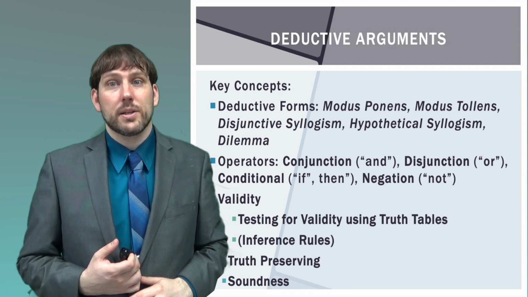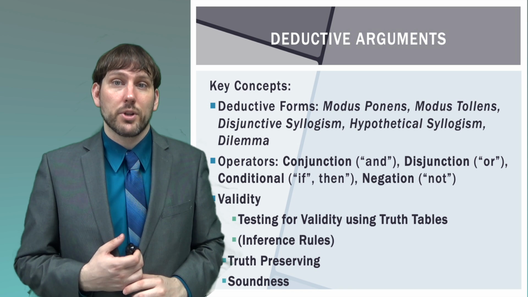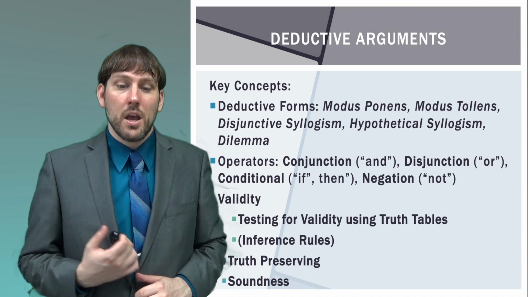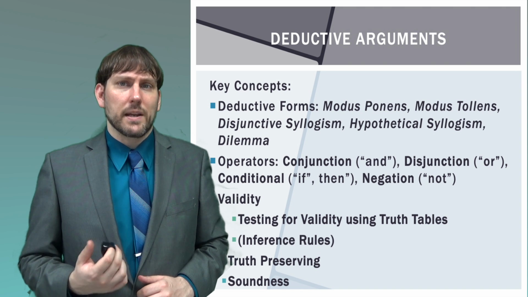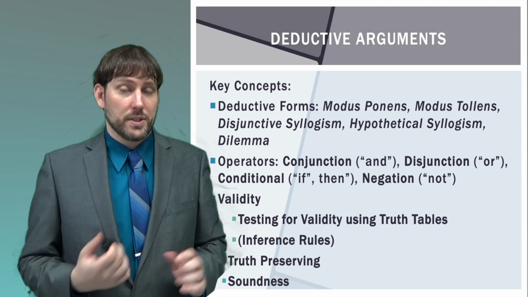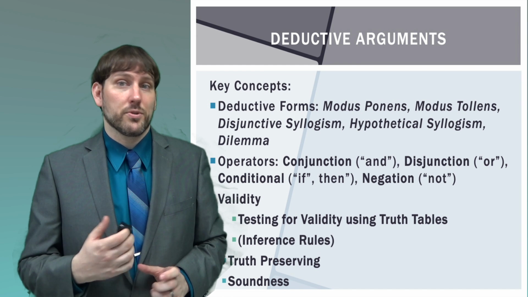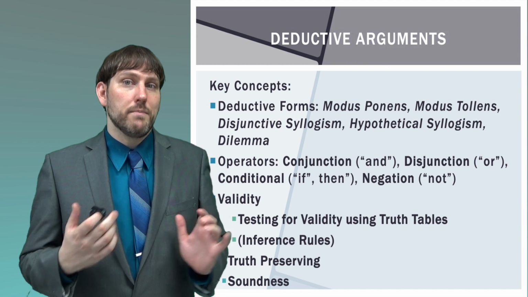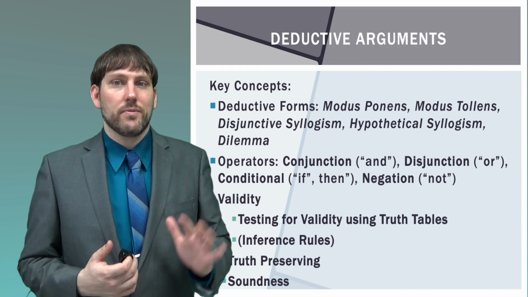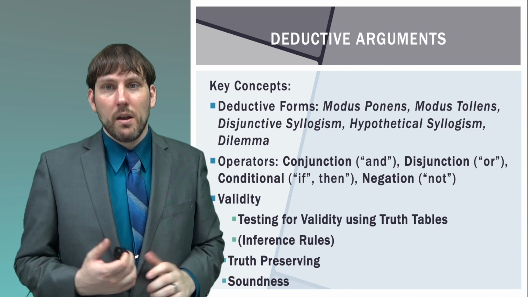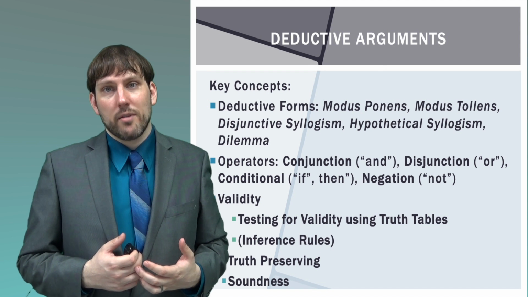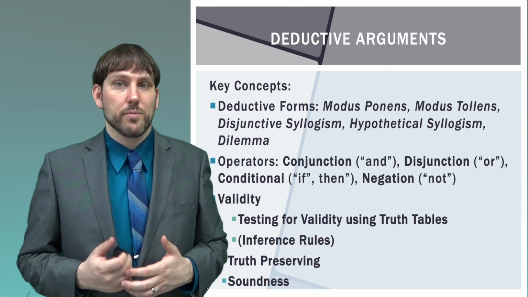We looked at the concept of validity and how to test for validity using both truth tables and the short circuit method. I believe I mentioned in passing inference rules, but maybe it wasn't an important topic. We also looked at being truth preserving, which means to be a valid deductive argument such that if you have all true premises, then your conclusion must be true. And soundness, which is when you have a valid deductive argument that has true premises.